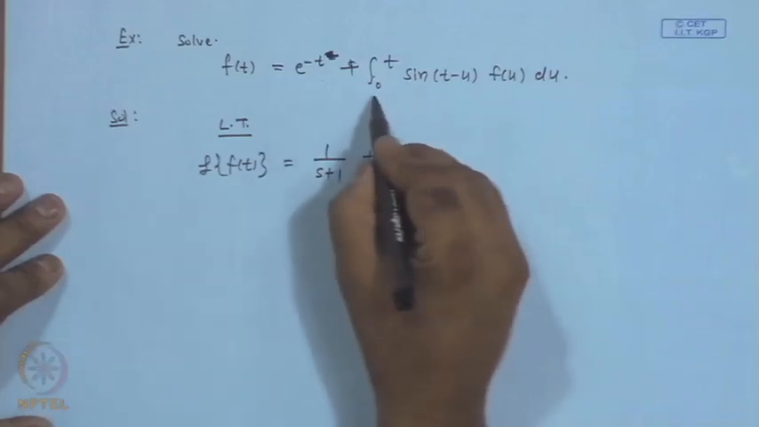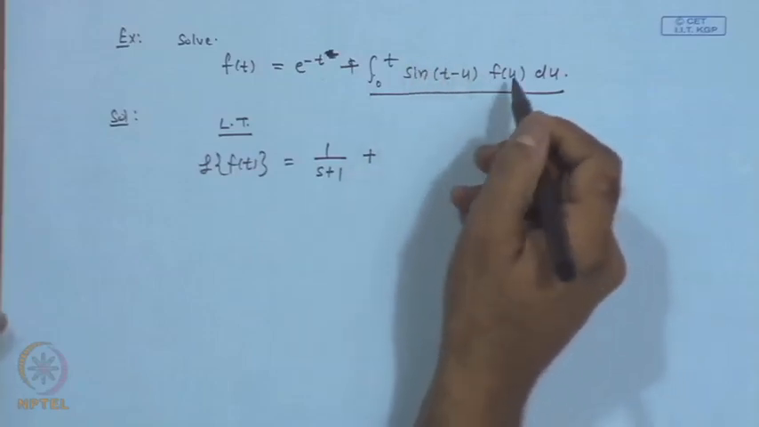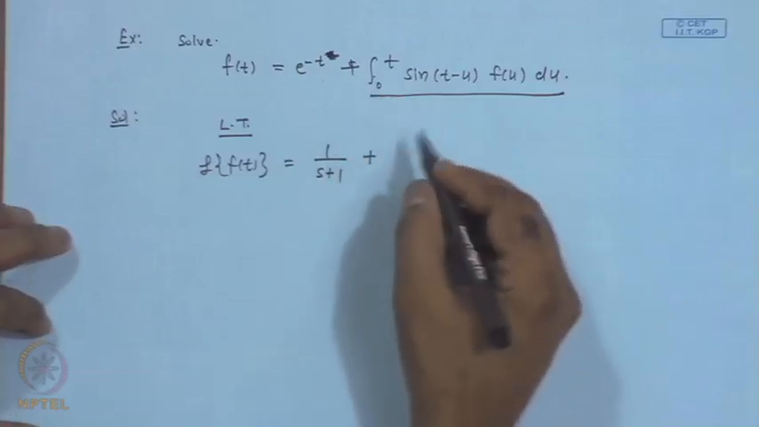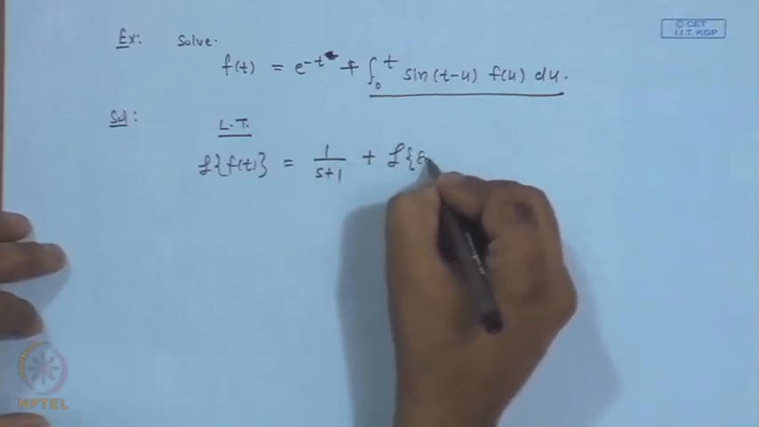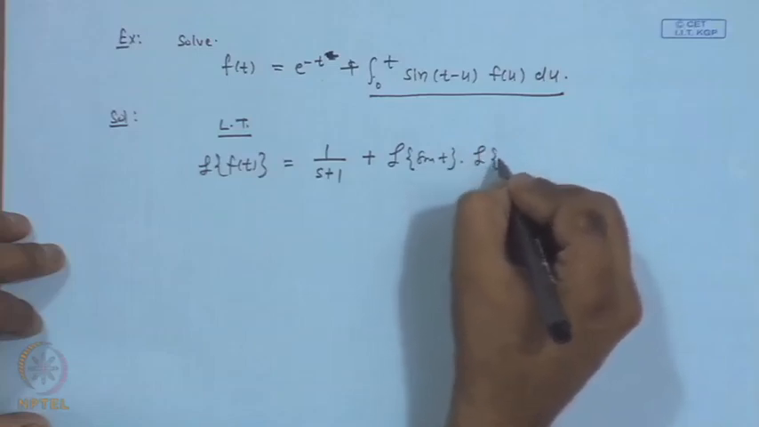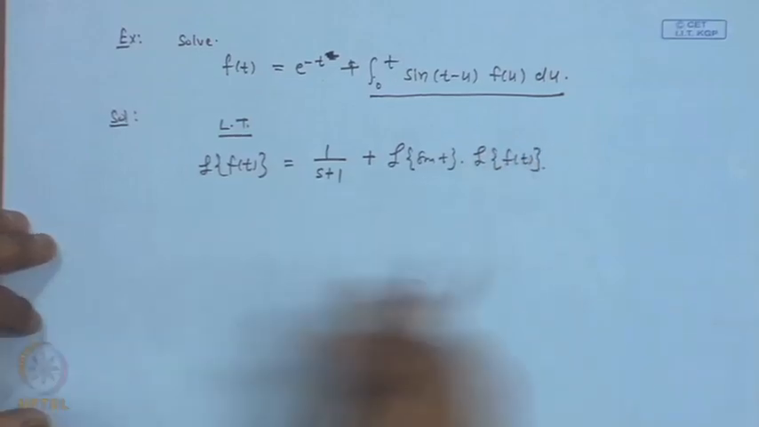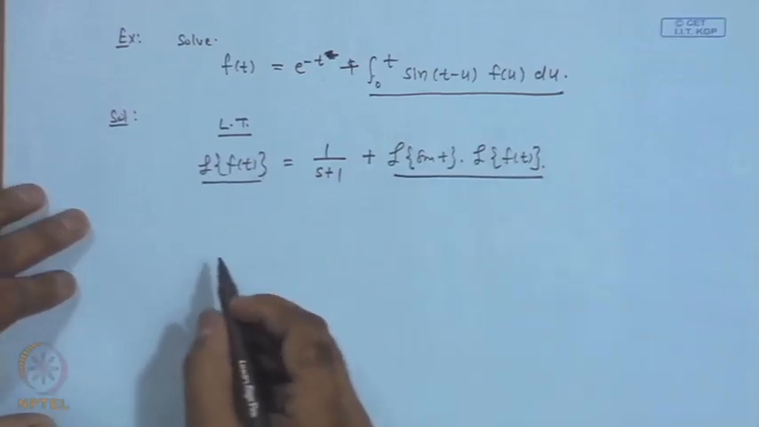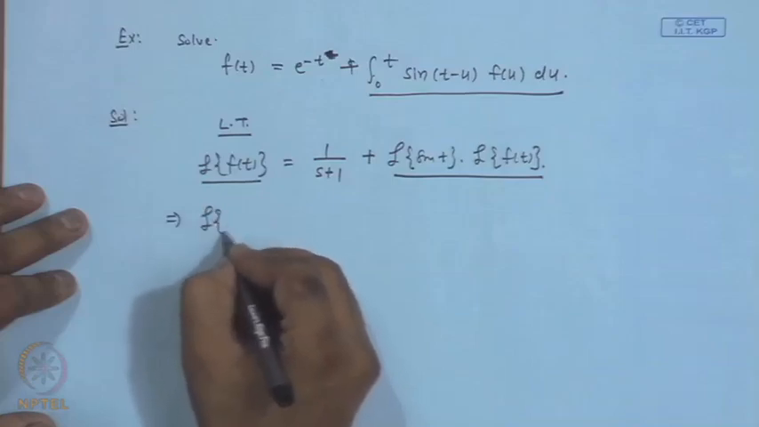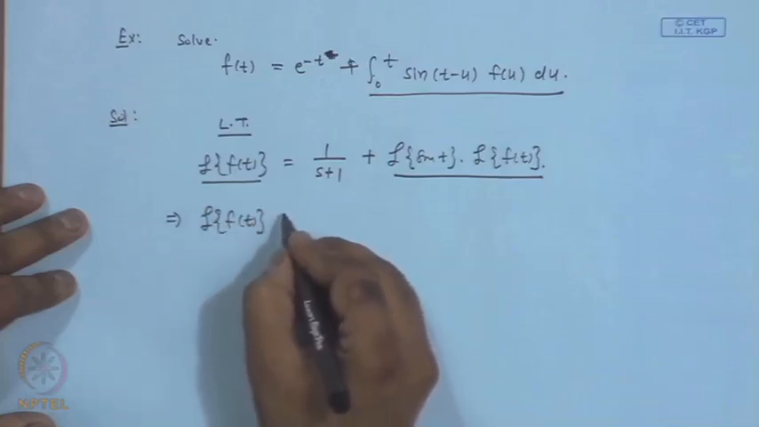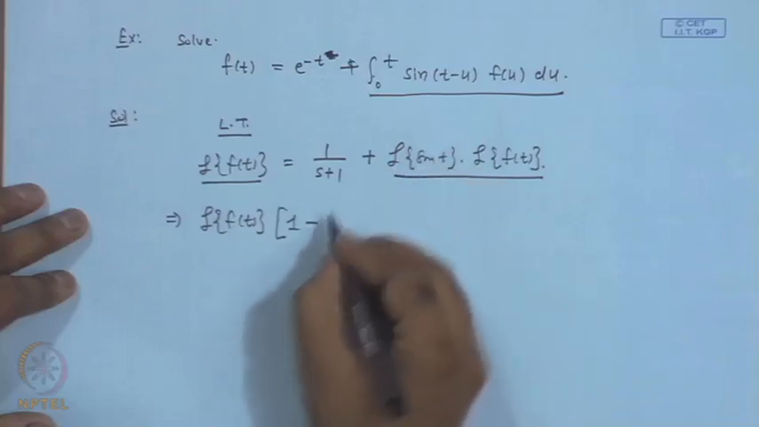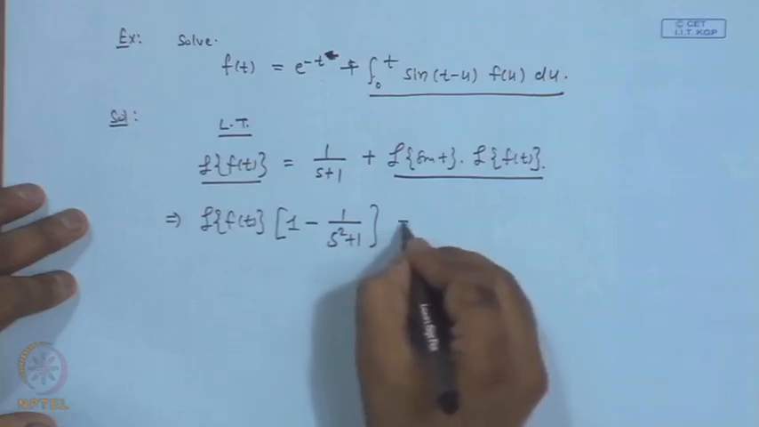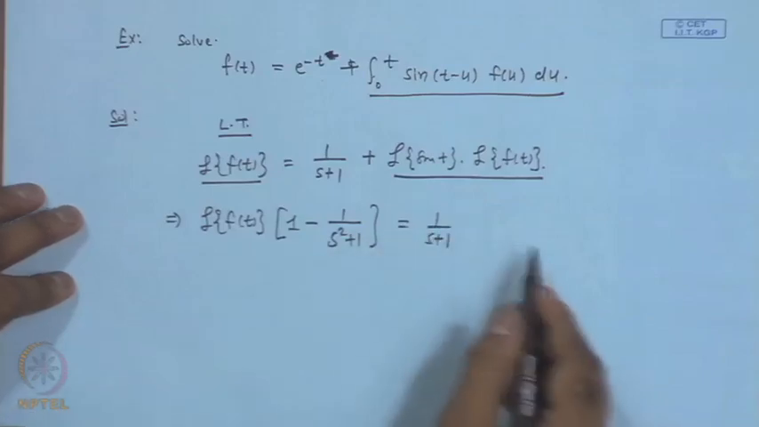Now, if we see, this is the convolution integral, the convolution of sin t and f(t). If we take the Laplace of this convolution, it will be just the Laplace of the product, so the Laplace of sin t and the Laplace of f(t) by the convolution theorem. This is the point here. Now it gets simplified. We take the Laplace transform of f(t), and we have 1 minus the Laplace transform of sin t, which we know is 1 over s square plus 1, and we have 1 over s plus 1 on the right hand side.